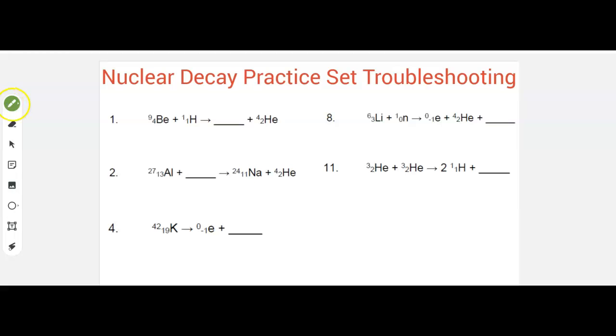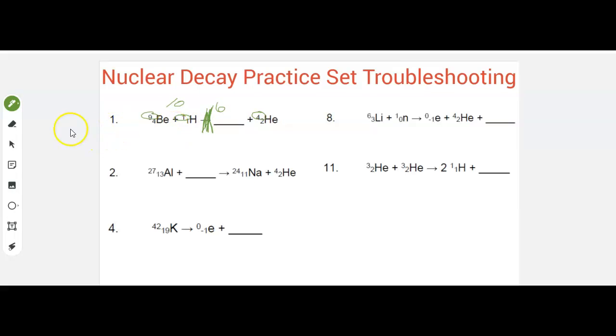So what I want is the top numbers. My arrow, remember, is my halfway point. So I want the top numbers on the left to equal the top numbers on the right. So on the left, in the mass number position, I've got 9 plus 1. So my mass on the left is 10, and on the right, I have 4. So I have to figure out, what do I add to 4 so that it equals 10? And the answer is 6.